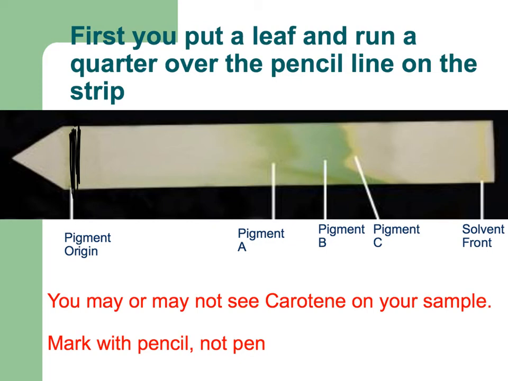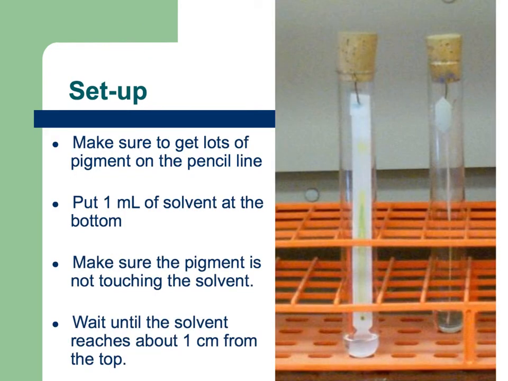The reason why is that you are going to be sticking this in solvent, and if the solvent touches your pigment, it's not going to run. You actually want to have this solvent run up the strip, and it's going to run up over a course of about half an hour, 45 minutes. So you want to do this step first. As it's running up, it's going to be separating out those pigments. Make sure that you get a lot of pigment on the pencil line. It's going to be 1 ml of solvent at the bottom.